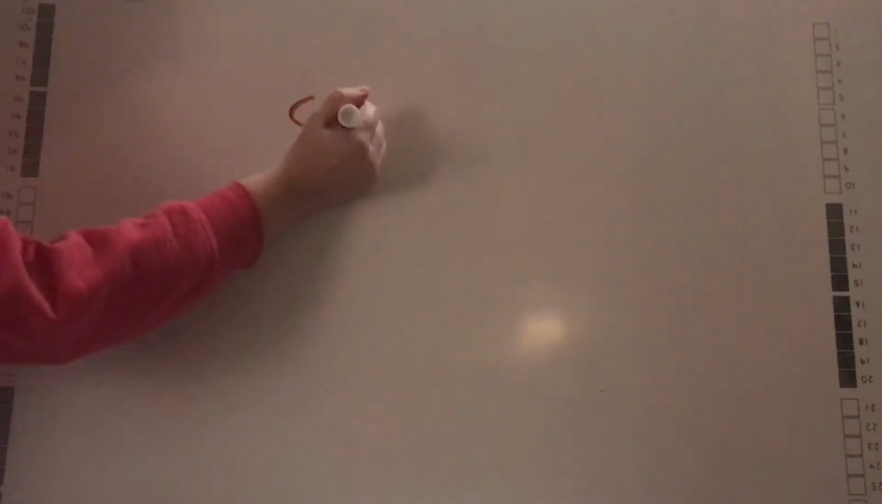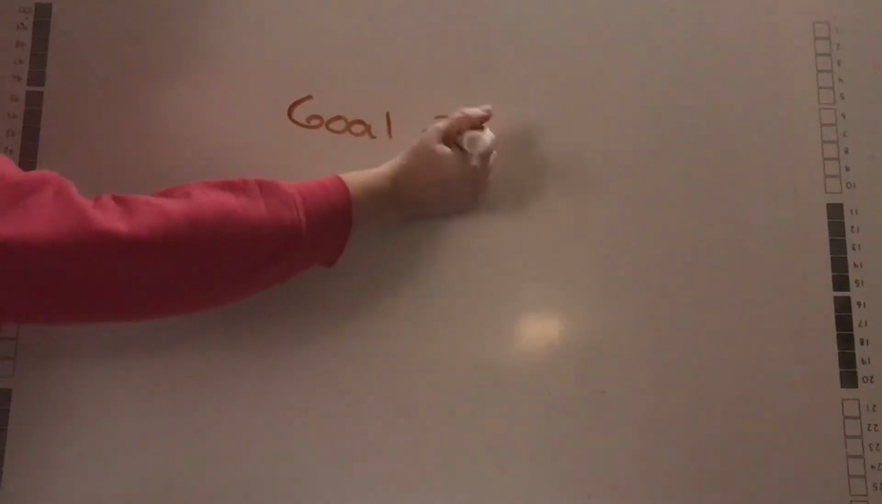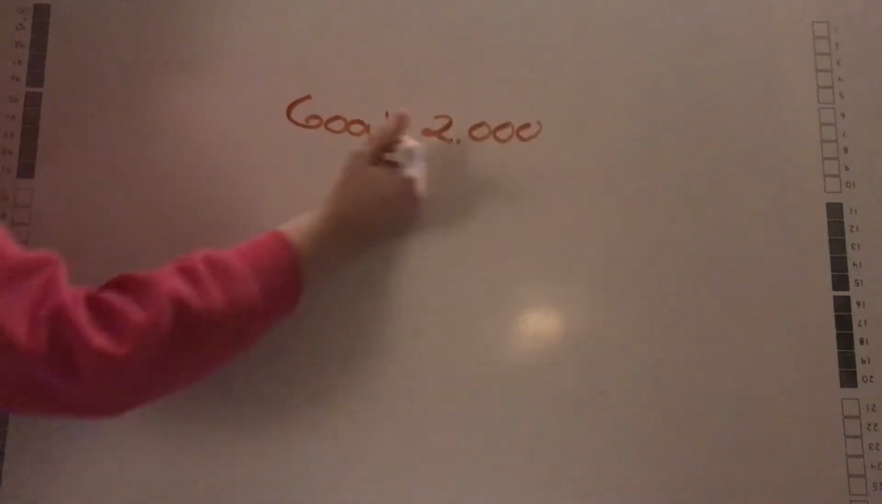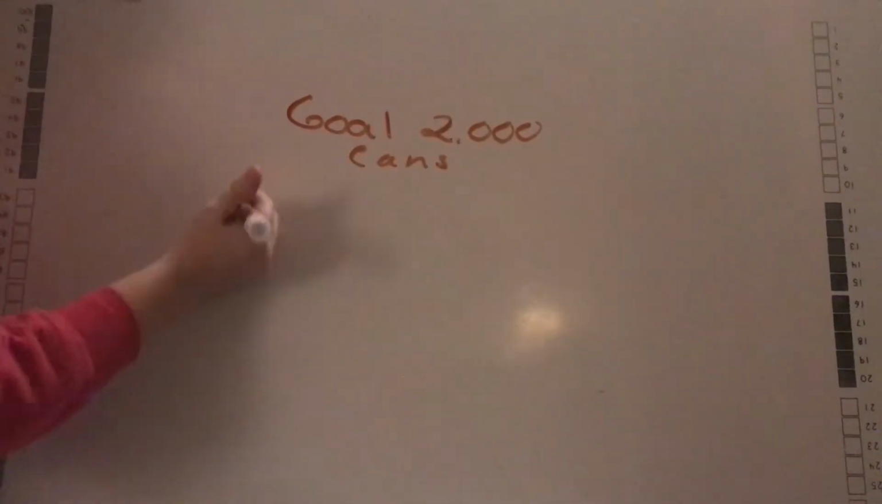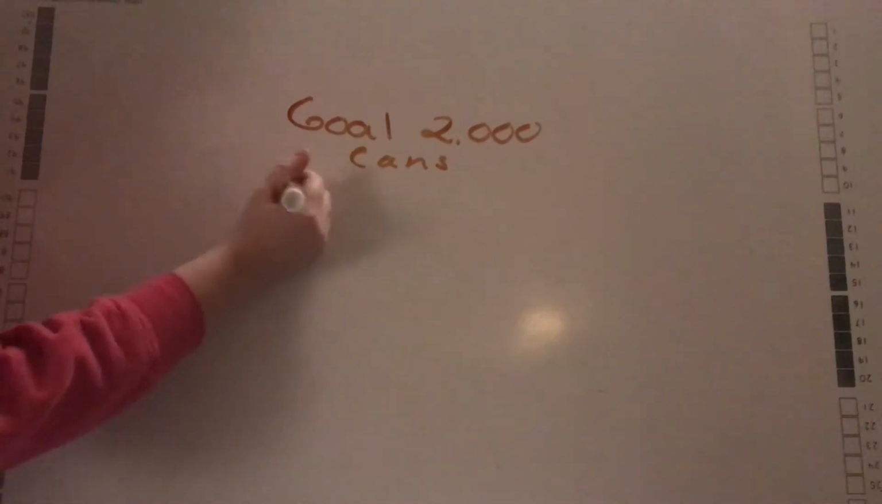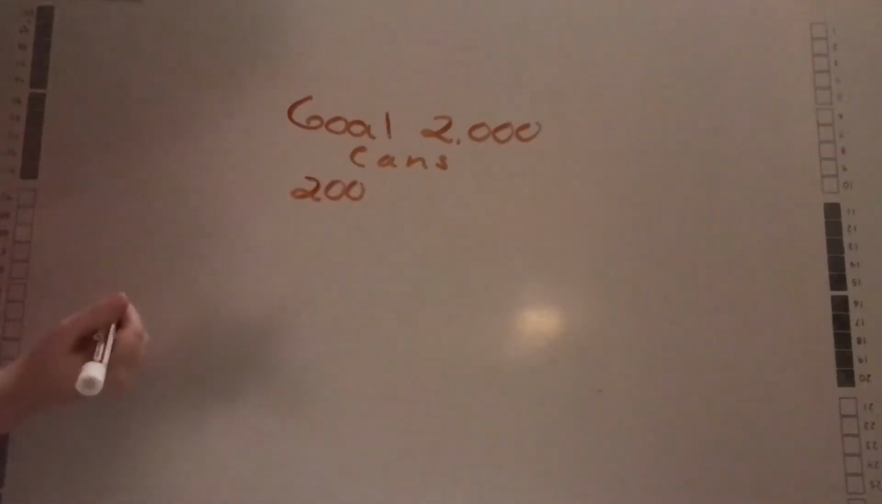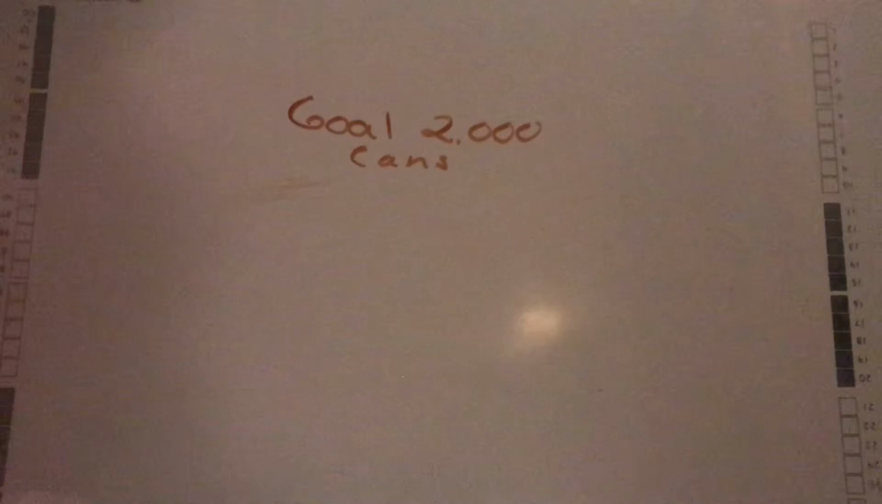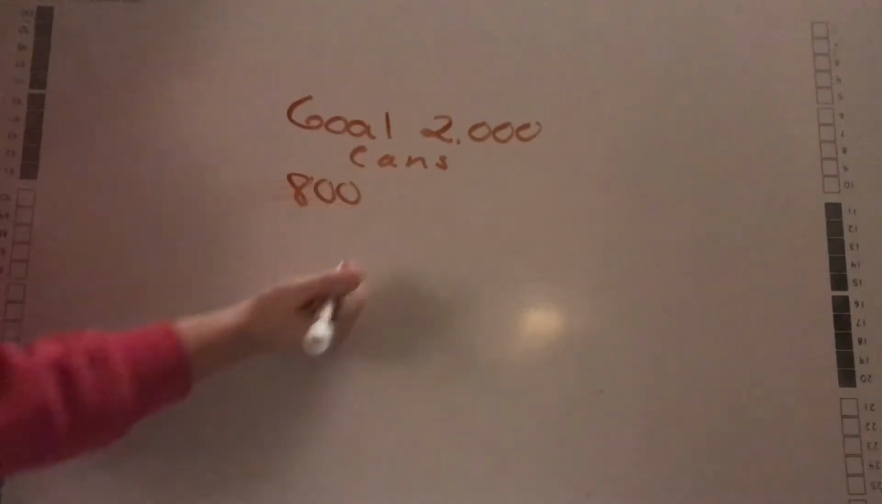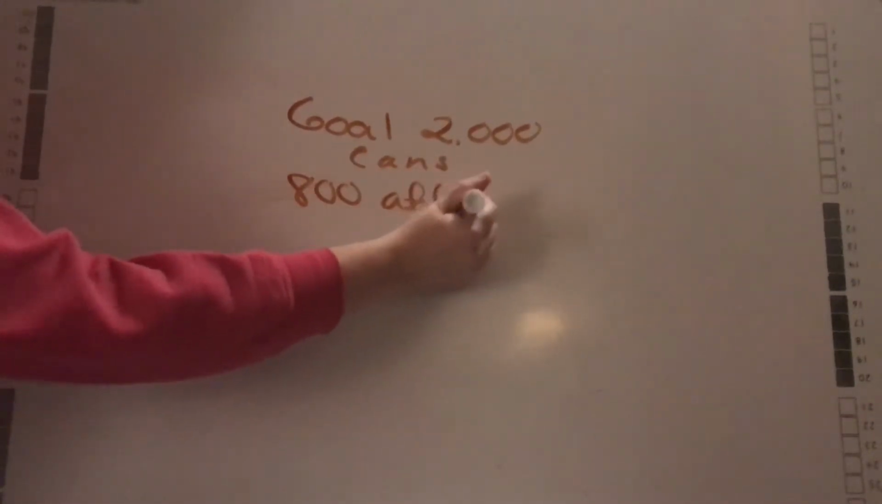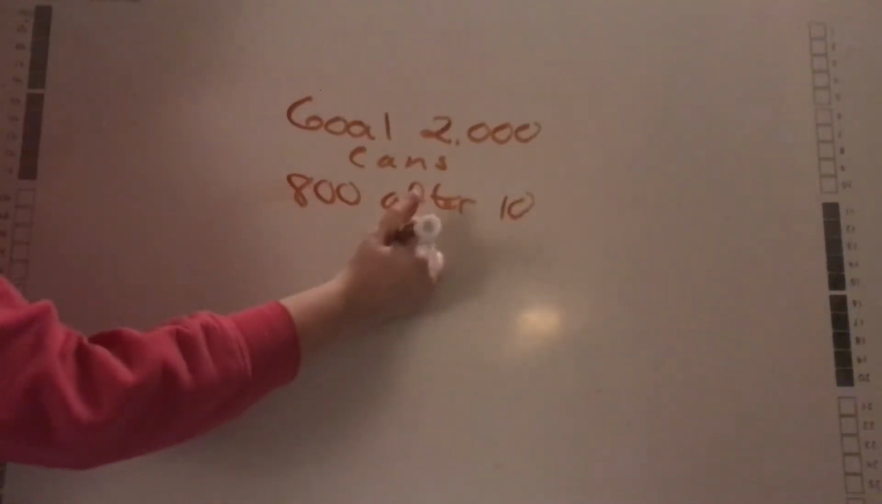It says, the students at Westview Middle School are collecting cans of food for the local food bank. Their goal is to collect 2,000 cans in 1 month. After 10 days, they have 800 cans of food. So, their goal is 2,000 cans. They have 800 after 10 days.